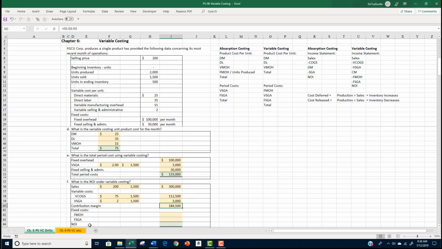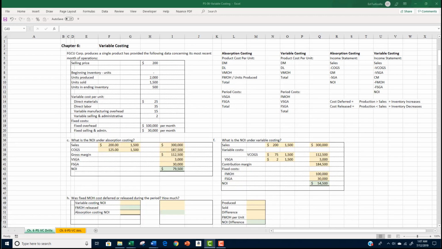The contribution margin, remember, is designed to cover all of your fixed costs as well as contribute to net operating income. So let's see what happens here. Our fixed costs for manufacturing overhead is $100,000. Our fixed SG&A was $30,000. So we have a total fixed cost of $130,000. We have a contribution margin of $184,500. So we have more than enough to cover our fixed costs. The difference being our net operating income of $54,500.